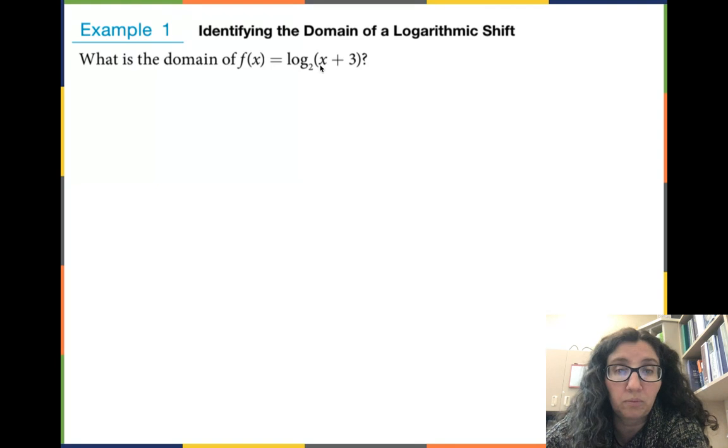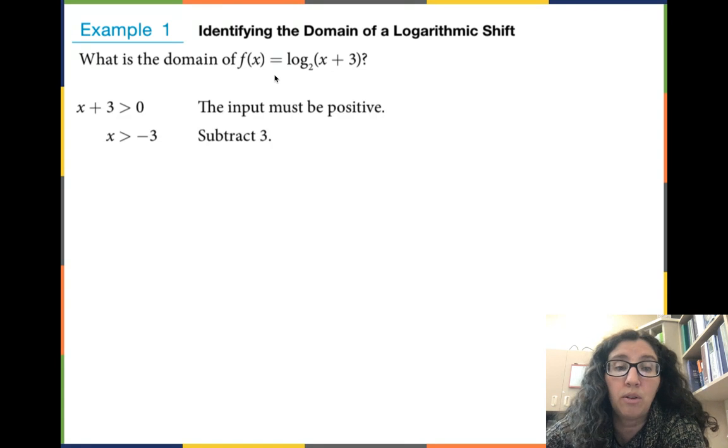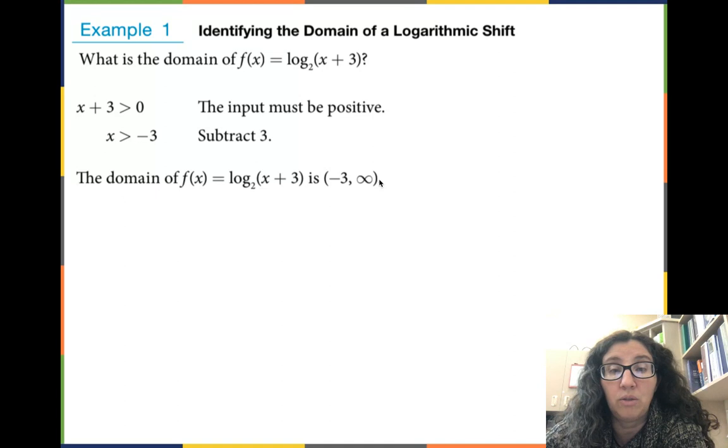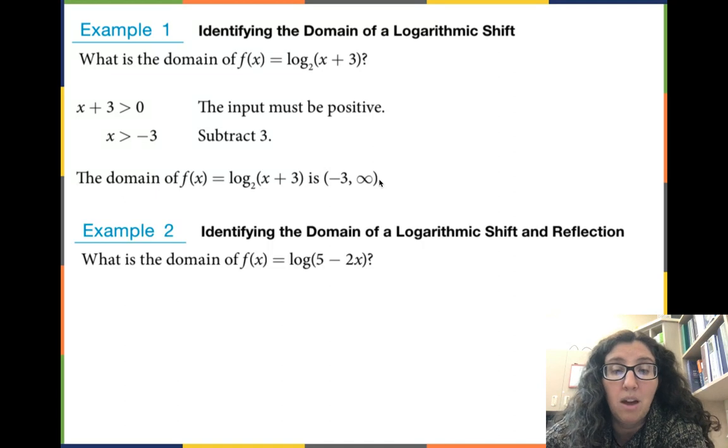So if we had this question, what is the domain of this log function? Well, we know that x plus 3 has to be greater than 0. So pretty easy inequality to solve. The key point is recognizing that this has to be greater than 0. So the domain is going to be x greater than negative 3, or negative 3 to infinity.